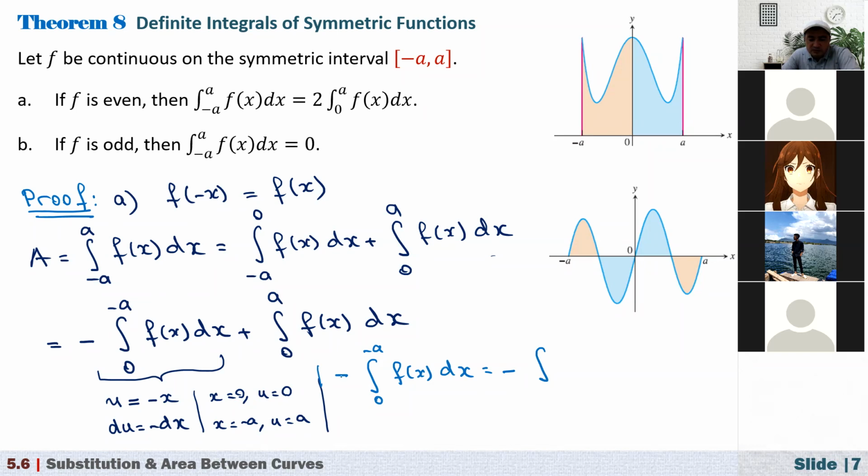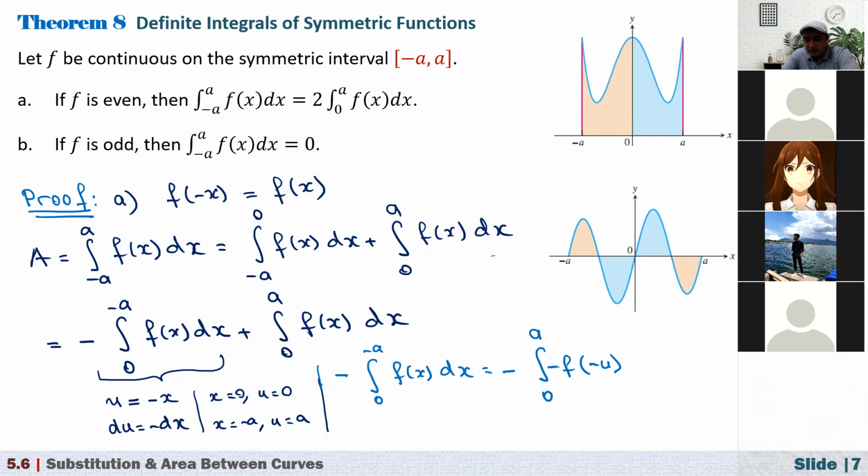When x equals 0, u is equal to 0. So that's equal to 0. And when x equals minus a, u is equal to a. So here we have a. And here we have f of, what is x? X is equal to minus u. And how about dx? Dx is equal to minus du.